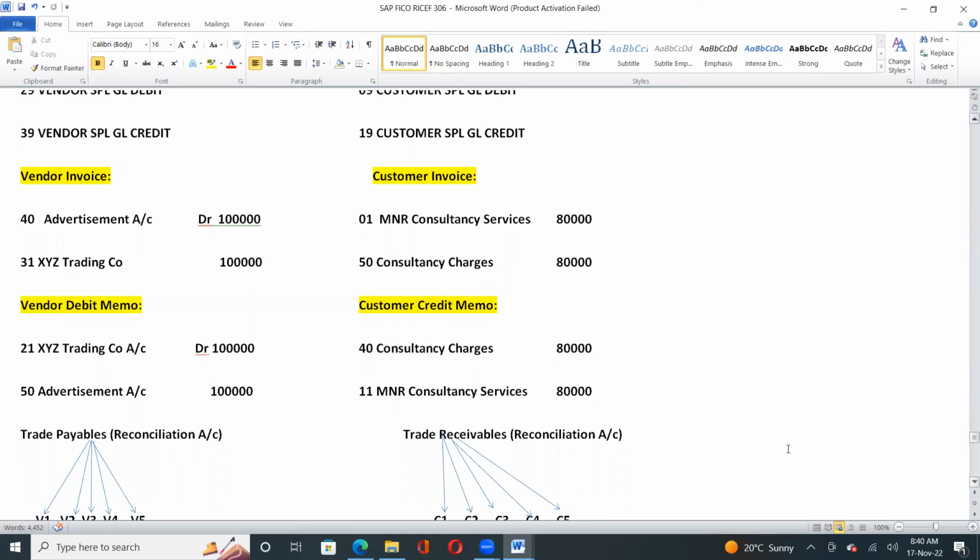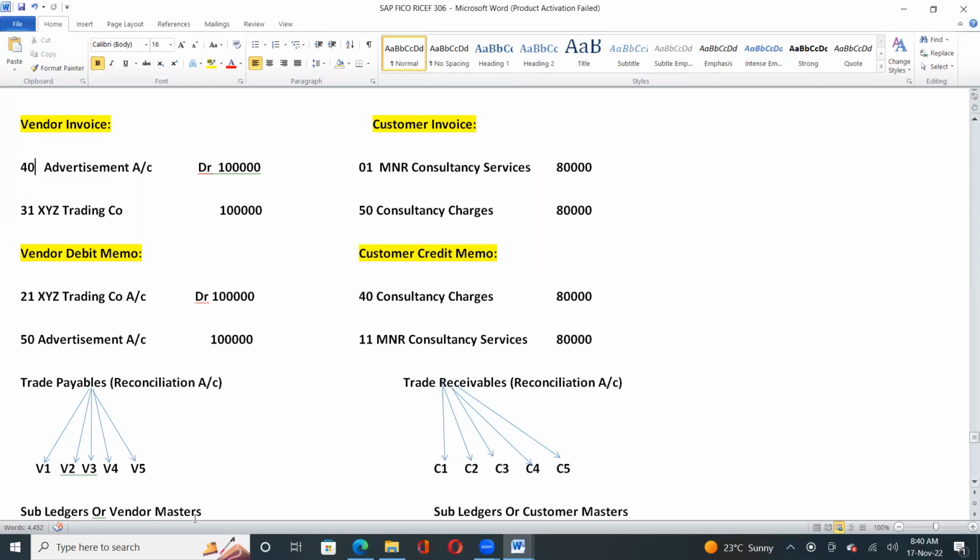As I said, the AP module will be integrated with the GL module, and the AR module is also integrated with the GL module. How is it going to be integrated? We are going to create reconciliation accounts. Reconciliation accounts, clear? This reconciliation account will integrate the GL and AP module. The reconciliation account is also known as a main account. For trade payables we create one reconciliation account, and for trade receivables we create different reconciliation accounts, and those will be linked to your vendor masters.